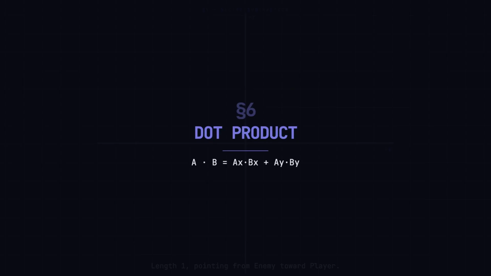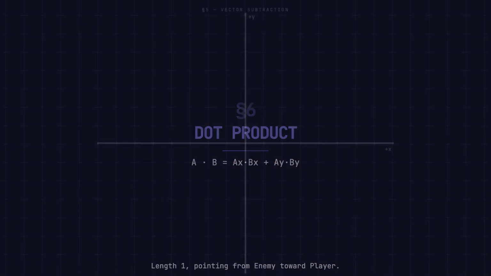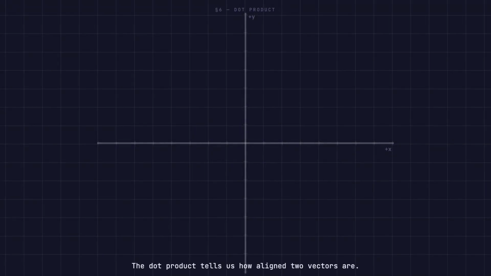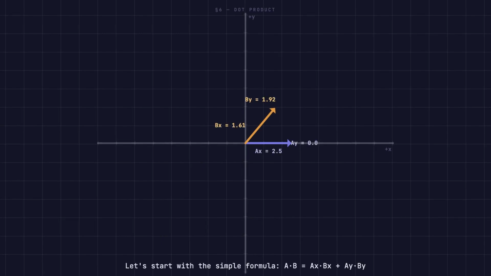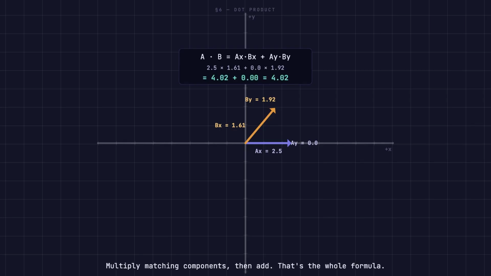Okay, this is the one. If there's a single operation you need to understand in game development, it's the dot product, and it's simply a measure of how much 2 vectors agree. The formula is beautifully simple. Just take 2 vectors A and B, multiply a.x by b.x, multiply a.y by b.y, and add them together. That's it. That's the entire formula.